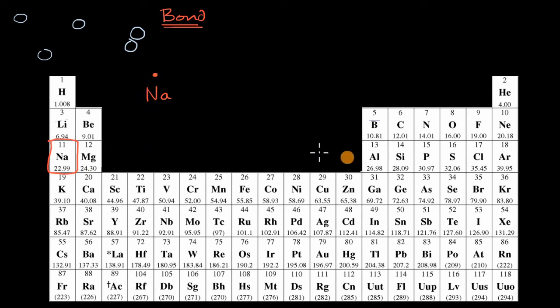Now let's go to the other end of the periodic table and look at chlorine. Chlorine is a halogen. Halogens have 7 valence electrons. So chlorine's valence electrons would look like this. It has 1, 2, 3, 4, 5, 6, 7 valence electrons. And so you can imagine chlorine would love to get another electron in order to complete its outer shell.